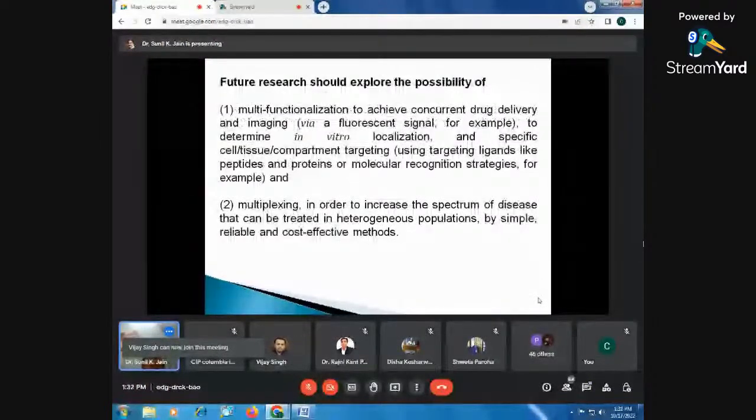Future research will explore the possibility of multifunctionalization to achieve concurrent drug delivery and imaging by a fluorescent signal, for example, to determine in vitro localization and specific cell tissue compartment targeting. It will use targeting ligands like peptides and proteins as molecular recognition strategies, and multiplexing to increase the spectrum of disease that can be treated in a heterogeneous population by simple, reliable, and cost-effective methods. So this is the future. Not only is nanotechnology the future, it is present also.